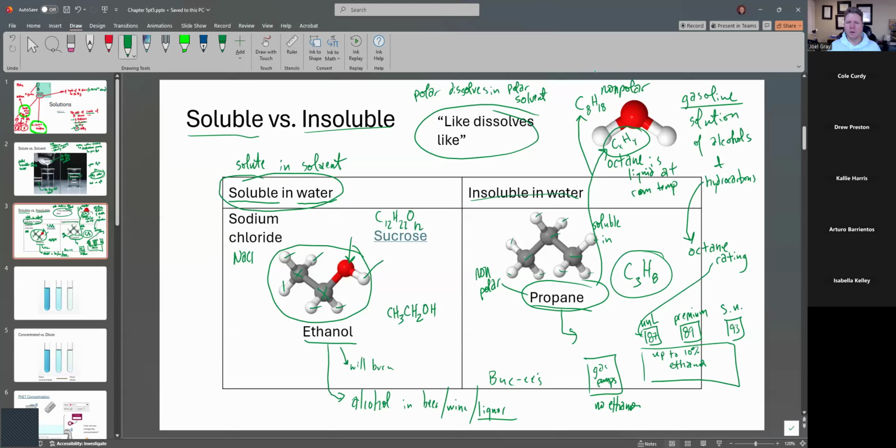So what I want you to take away from this slide is this concept right here: like dissolves like. If something is classified as polar, it's going to want to be in a polar solvent. Another thing is if something is ionic, like NaCl, ionic substances dissolve in polar solvents.